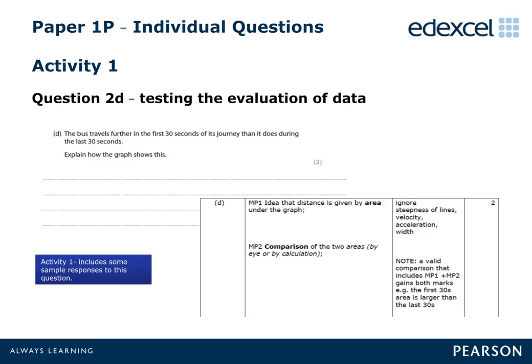Some sample responses are included in Activity 1. You may wish to pause the presentation and download the file now. The exercise in the activity should take you no more than a few minutes. A commentary on the marking of each response is included at the end of the activity.